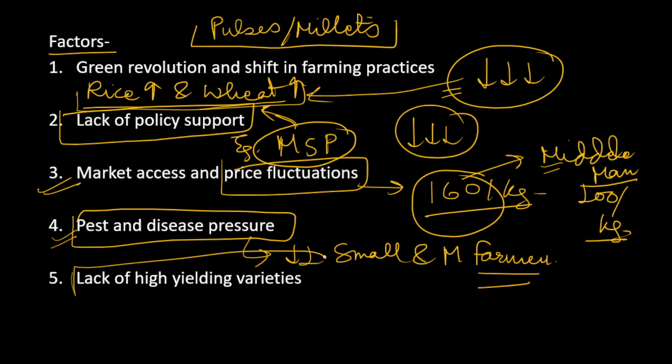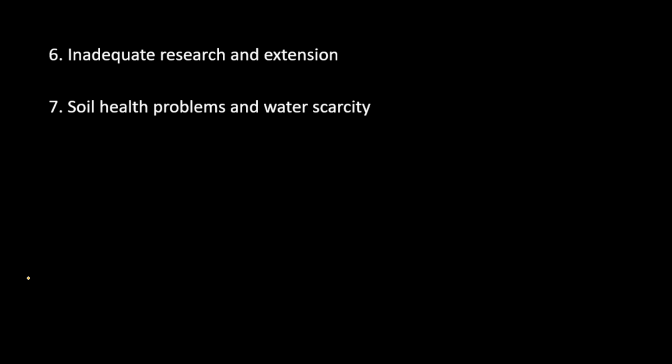We also have a lack of high yielding varieties. As I have discussed, rice and wheat have hundreds of high yielding varieties present in the market today, whereas in pulses that is not the case. And even if some varieties are present, the farmers are not able to access them. Then there is inadequate research and extension. Post green revolution, our focus was so much on cereals like rice and wheat that we ignored pulses, millets, and other things.